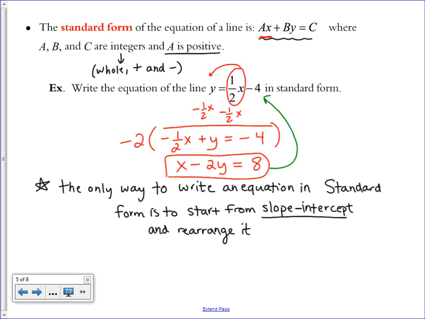So I started with slope-intercept form, rearranged it, and made everything be an integer, and made a be positive. Now I have the standard form version of the equation of this line.